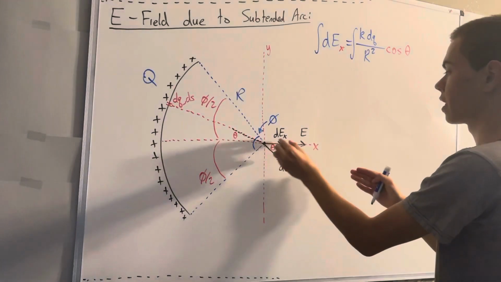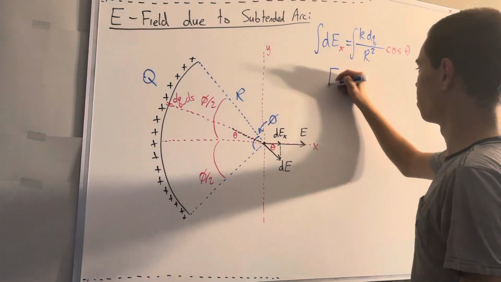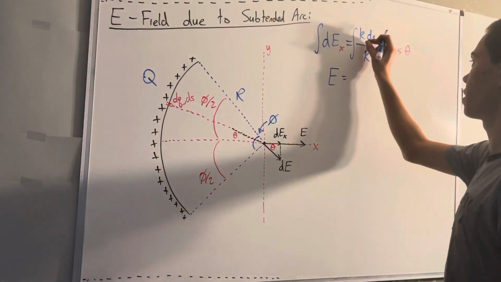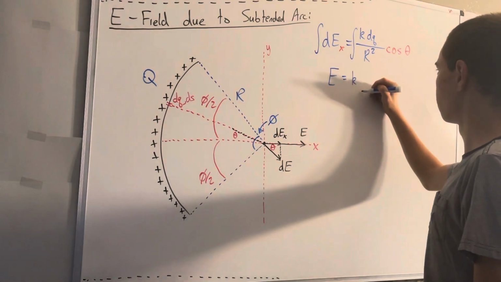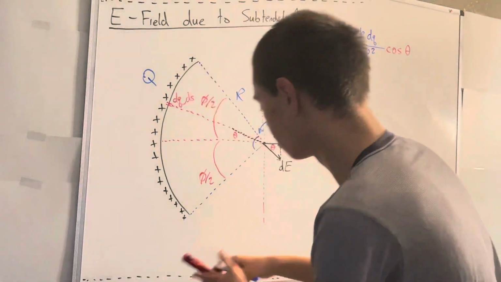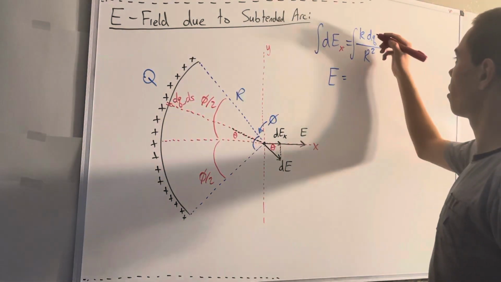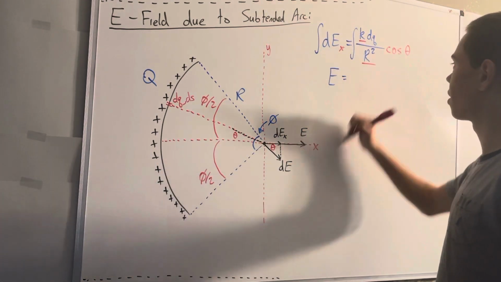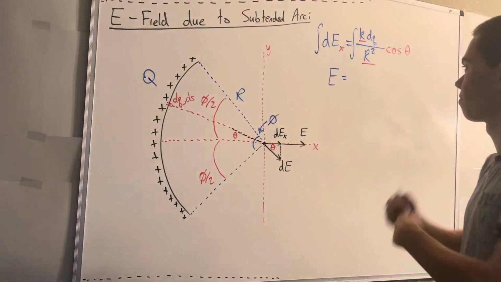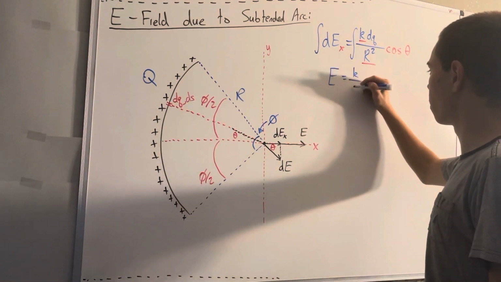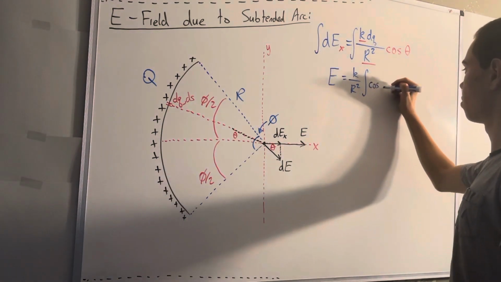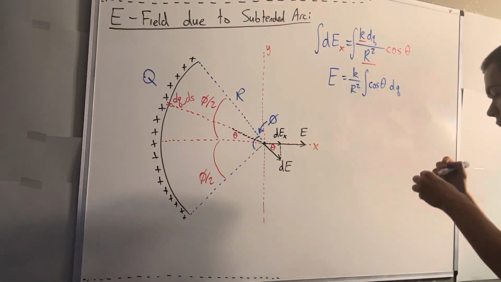When you integrate dEx, you're going to get E. So this would be the electric field due to our arc. And so this is what we get. Notice how k is a constant, so we can pull it out. Not only is k a constant, but r squared is a constant. R is just the radius of the arc, it's constant. So really, we get k over r squared times the integral of cosine theta dq.